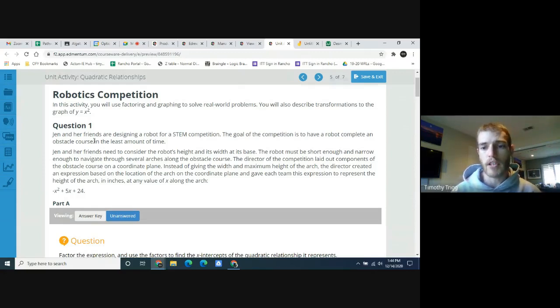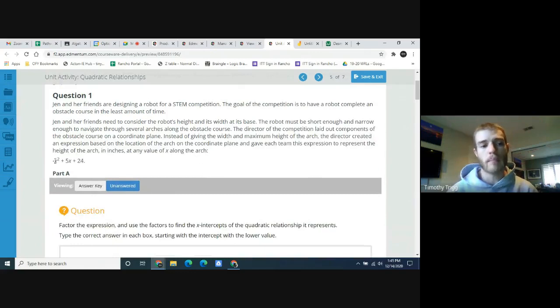The director of the competition laid out components of the obstacle course on the coordinate plane. Instead of giving the width and maximum height of the arch, the director created an expression based on the location of the arch on the coordinate plane and gave each team this expression to represent the height of the arch in inches at any value x along the arch. So here's the equation, and this equation models the arch that the robot needs to go under.